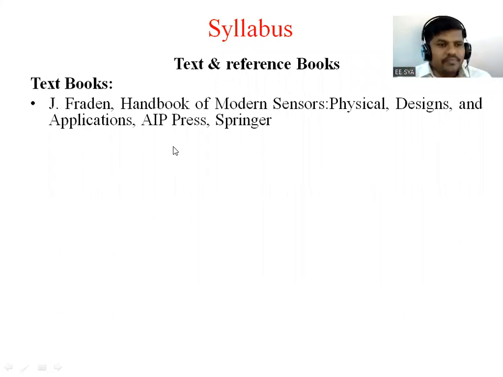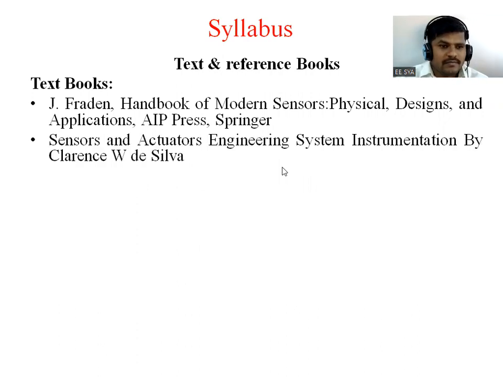See, this is the textbook: J. Fraden, Handbook of Modern Sensors, Physical Design and Application, AIP Press, Springer. This is a very useful book. Then Sensors and Actuators Engineering Systems Instrumentation by Clarence W. de Silva. This is one textbook.